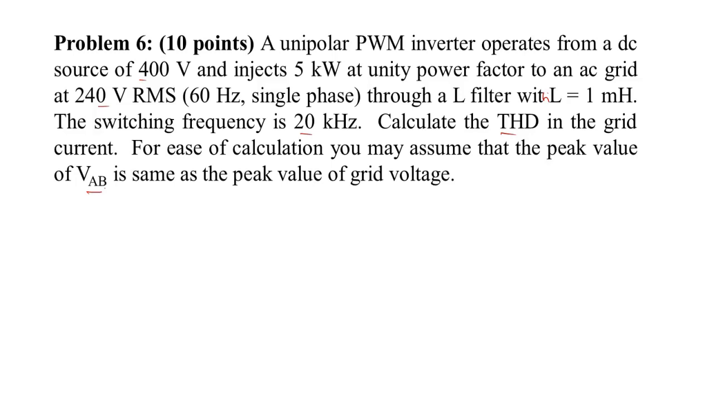So with this, you can directly calculate the modulation index, because that is needed in that long equation that we derived for THD. So modulation index is the ratio of the peak of your VAB to the DC voltage Vd. So with our assumption of VAB equal to V grid, the peak would be 240 volts RMS times square root 2, and divided by the DC voltage of 400 volts gives you this amplitude modulation index Ma to be 0.8485.